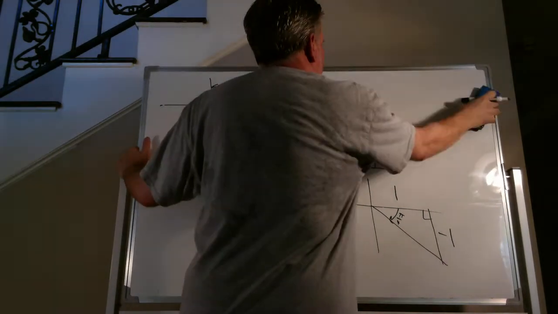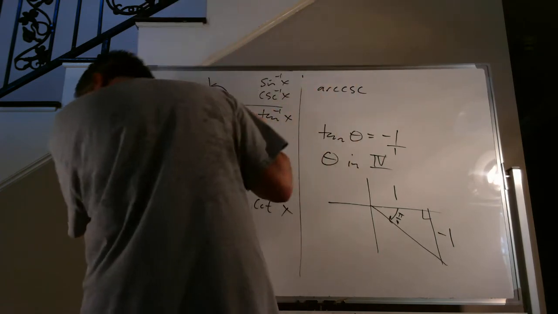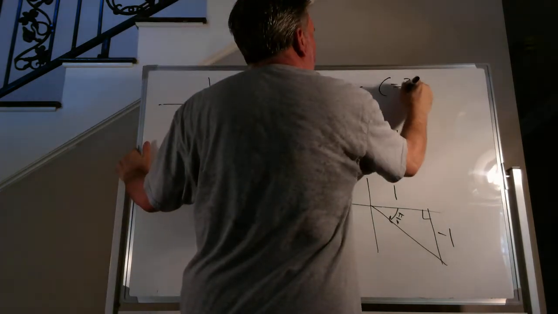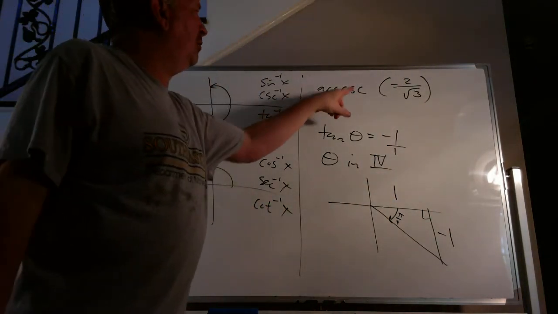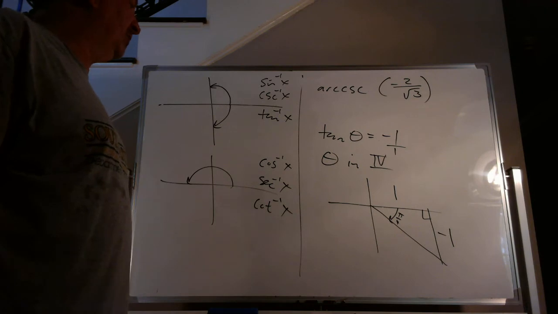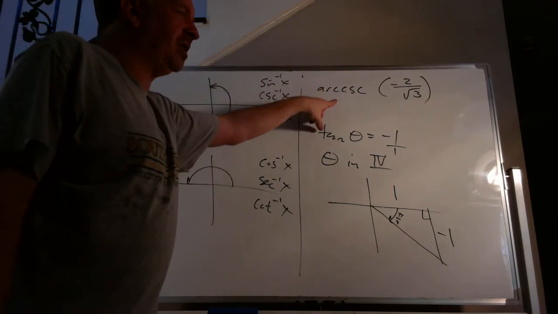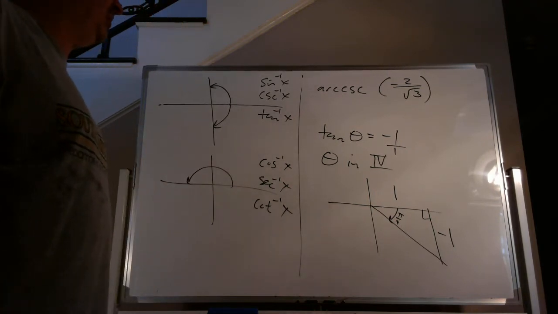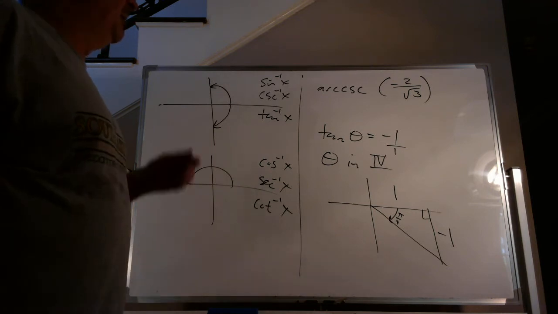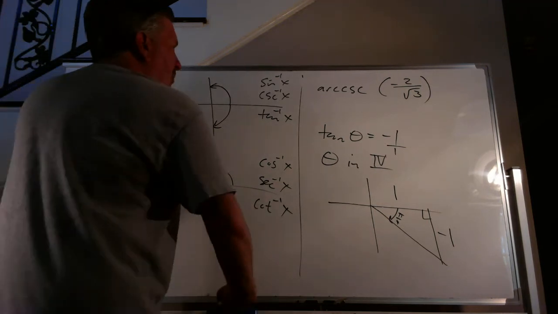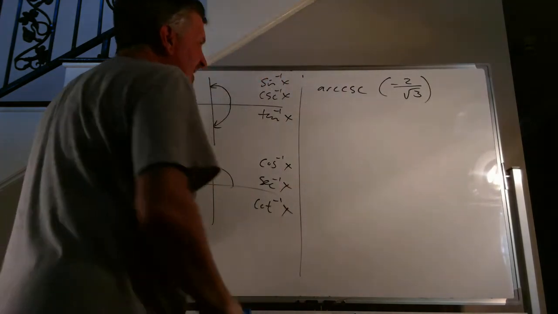Okay, the next one says, find arc cosecant of -2 over √3. Now, I didn't mention this before, but arc cosecant is the same thing as cosecant inverse. So these are saying the same thing. Cosecant inverse and arc cosecant are exactly the same thing, so just be aware of that. I may use them interchangeably, and the book does too.